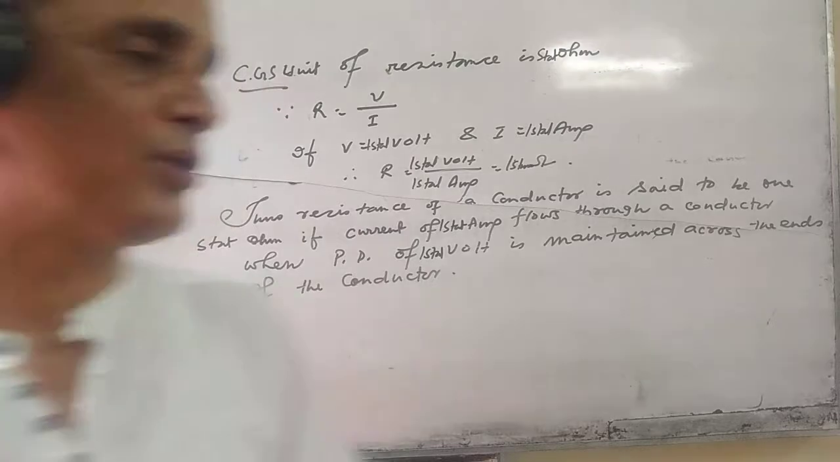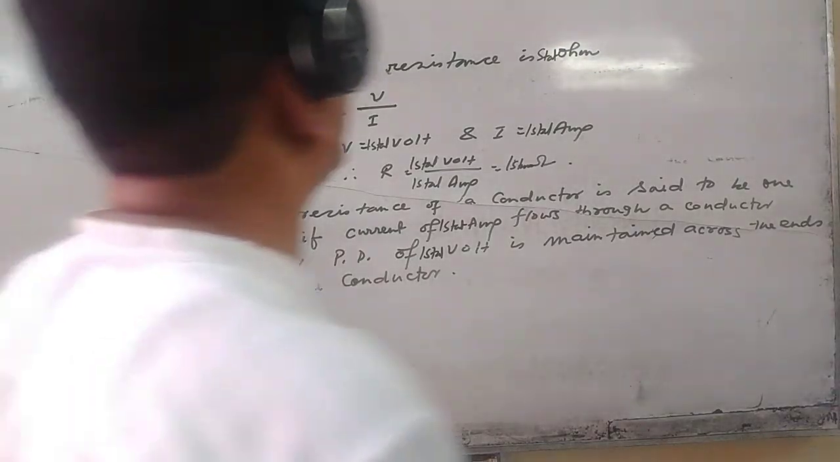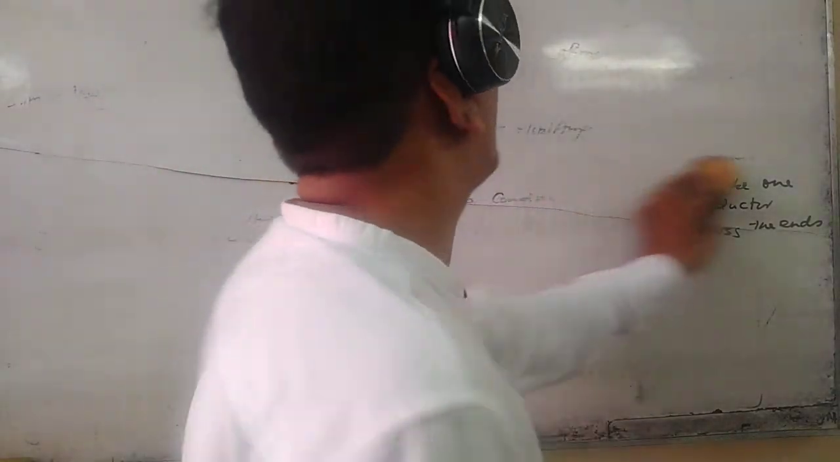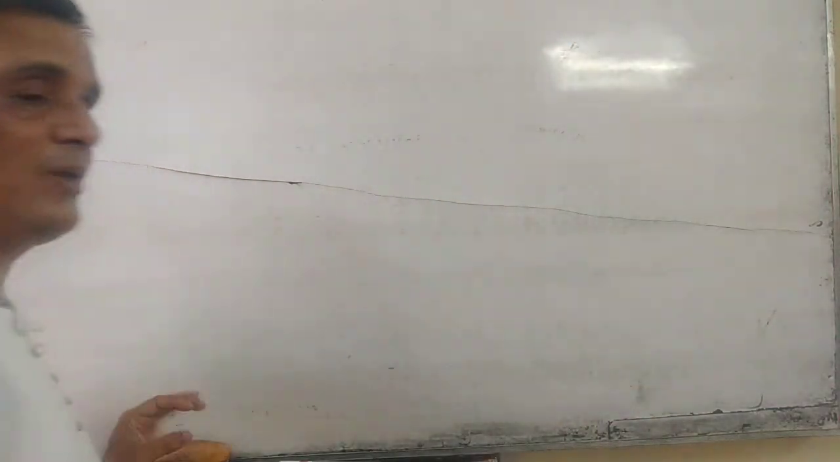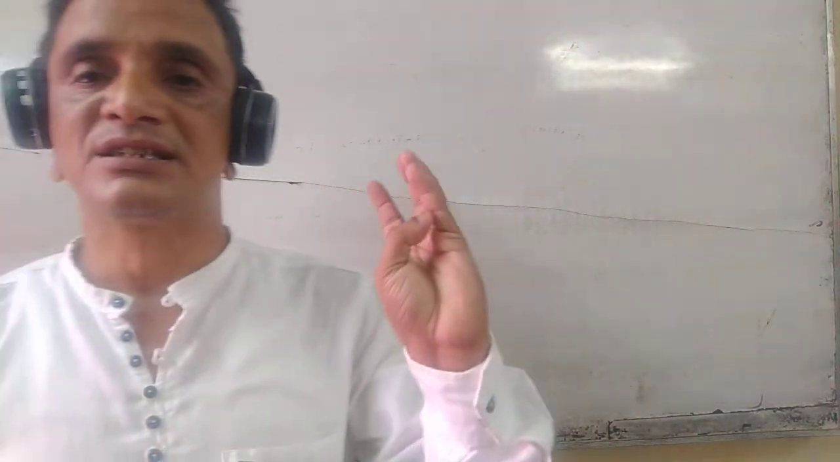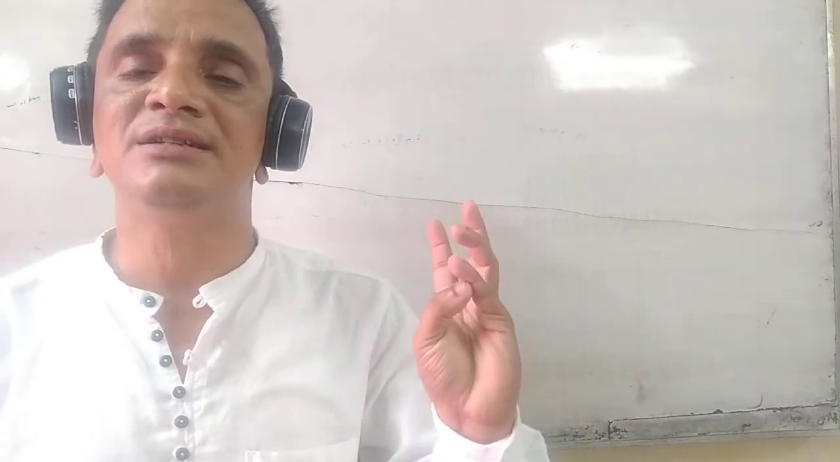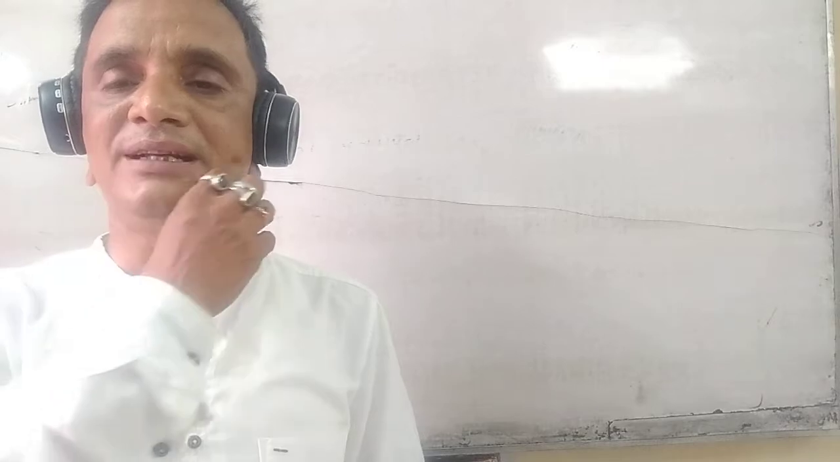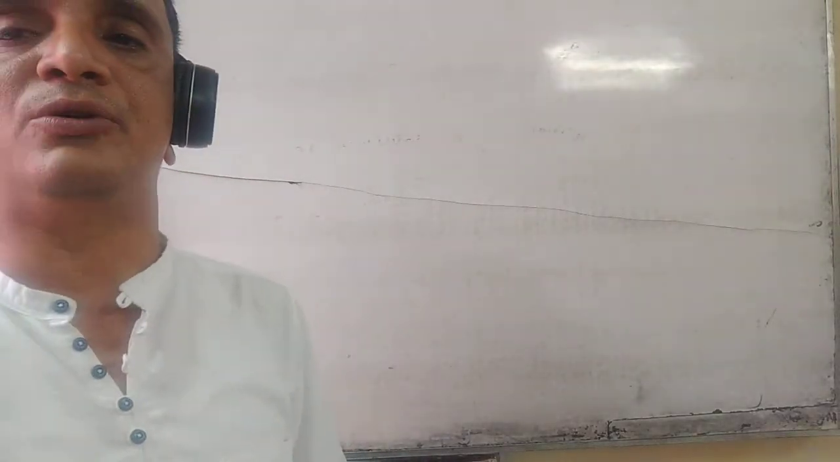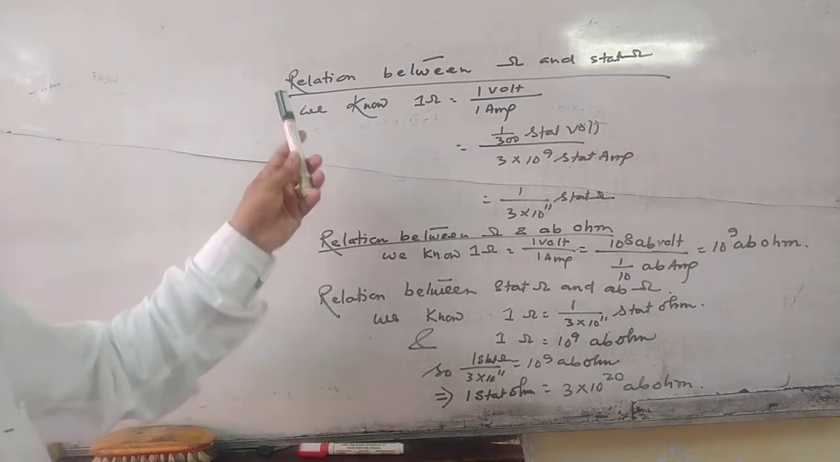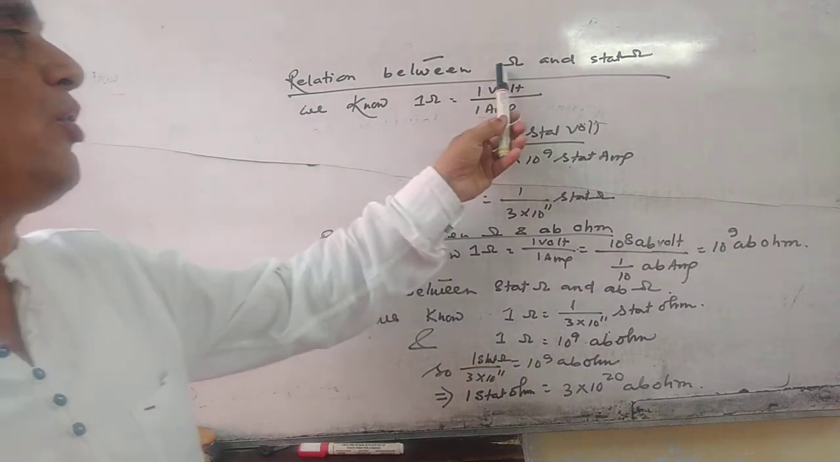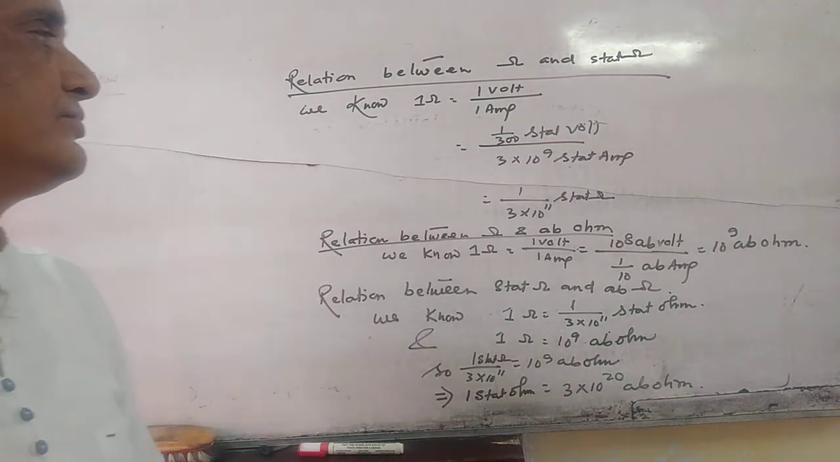Is it clear? So we know that there are three units of resistance. One is known as ohm. Second one is known as stat ohm. Third one is known as AB ohm. Let's find the relation between AB ohm and stat ohm. First, we are going to find out the relation between ohm and stat ohm.